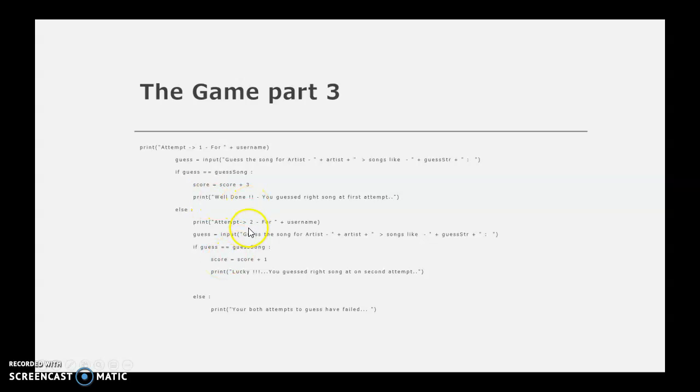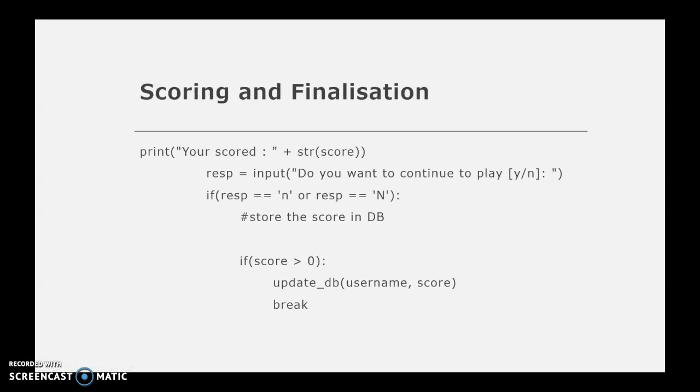And if you get it wrong, it gives you another attempt. And if you guess it right that time, you only get one score, but you're still allowed to continue. But if you get it wrong, both your attempts to guess have failed, and you have lost the game. And as you see later, it will tell you your score no matter what. So even if you got the question right, it'll tell you your score.